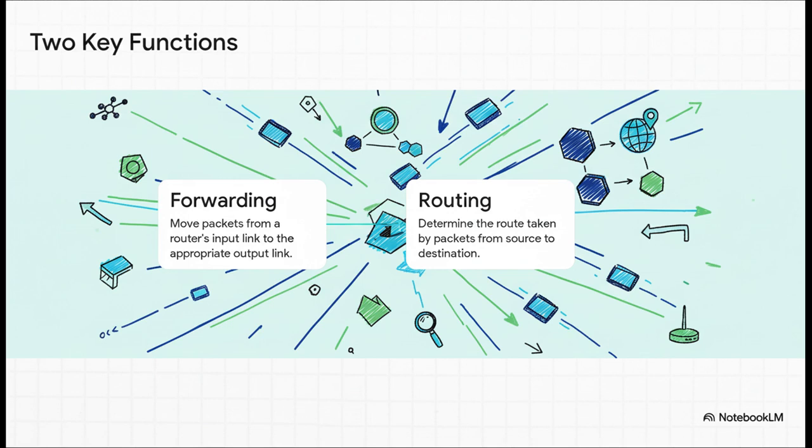So, the network layer basically does two very different but related jobs. The first is forwarding. That's the local, in-the-moment decision a router makes. A packet shows up, and the router says, okay, which exit do I send this out of? Routing, on the other hand, that's the big picture strategy. It's like the GPS for the entire trip that figures out the best overall path from A to B.